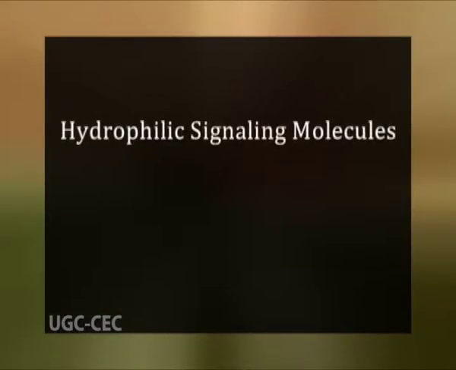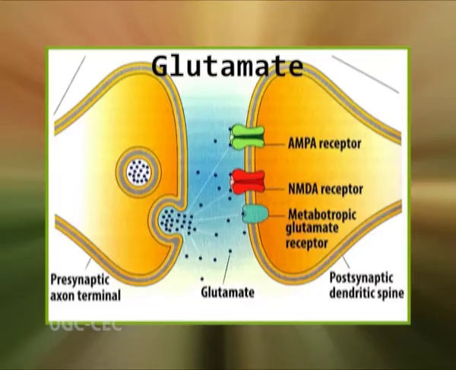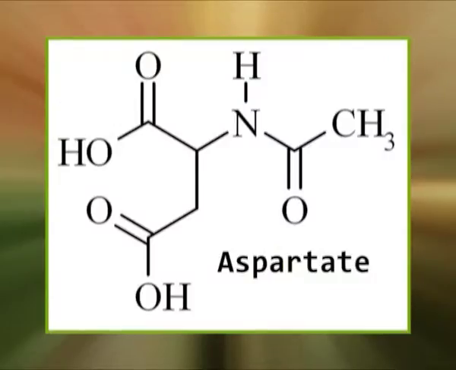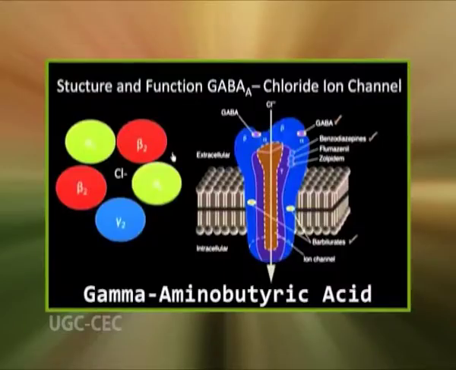Now, let me give you a brief description of the hydrophilic signaling molecules. Number 1, amino acids. There are 4 amino acids that function as signal molecules. All 4 are neurotransmitters that are synthesized and stored in vesicles by the neuron that release them. They are glutamate, aspartate, glycine, and gamma-aminobutyric acid.